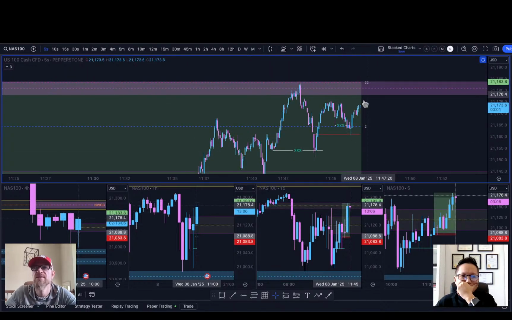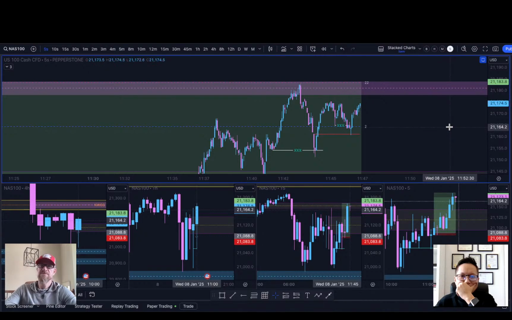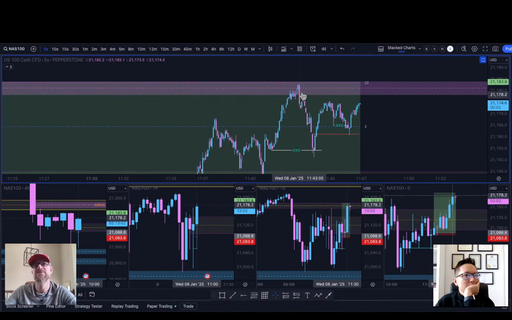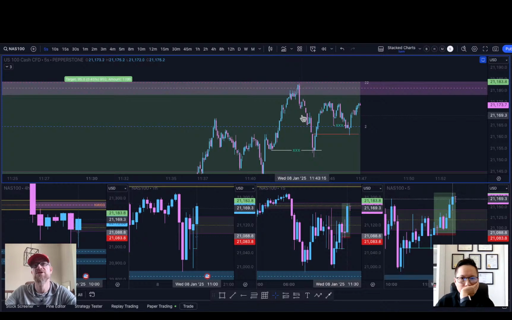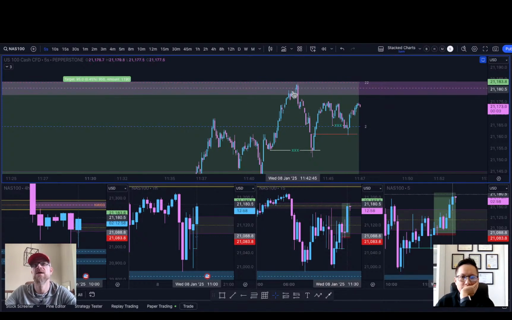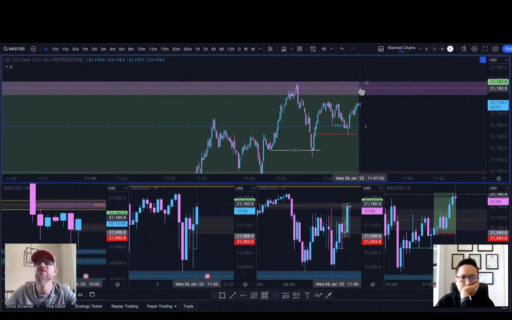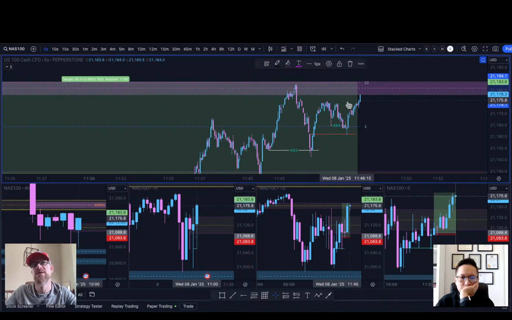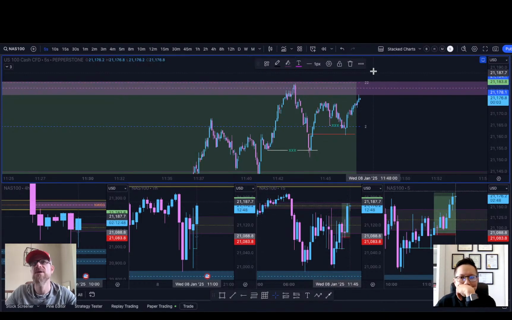Does this make the new high? This is all inducement, obviously, for this flip. See, we have our V shape right here, unmitigated. Does it come through and mitigate the V shape? Definitely on its way up there. Now we need to make a new high.